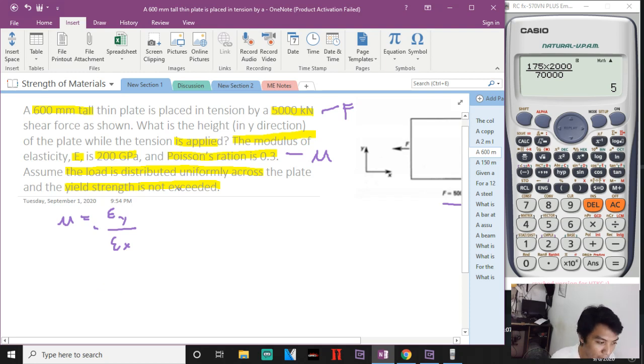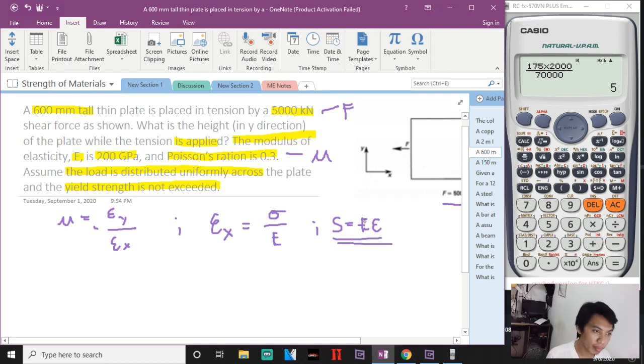Now, itong strain na binigay sa'yo is the strain at longitudinal. Okay? You are given a strain in longitudinal or along the length. So that is the stress over elongation. Tandaan nyo yung strain equal to stress over elongation, or you will denote si C. Diba? C. Ayan C. Binigay natin yung kagabi.